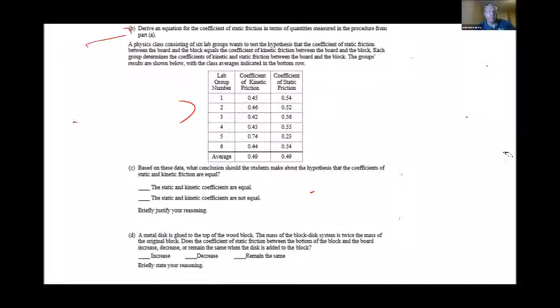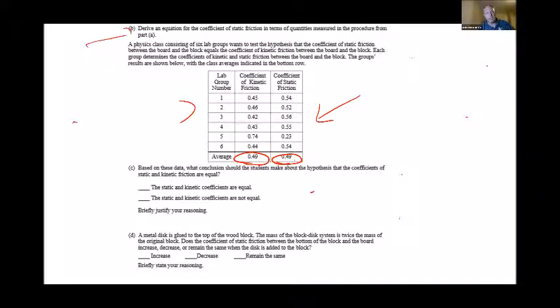All right, so for part C, based on the data in the table, the students want to test the hypothesis that the coefficient of static friction and kinetic friction are equal. Now, first of all, I hope you know that typically, almost always, static is going to be higher than kinetic. That's just something you ought to know. But we need to base our answer on this data. They have the same average. So some people would probably be very tempted to say they're equal.